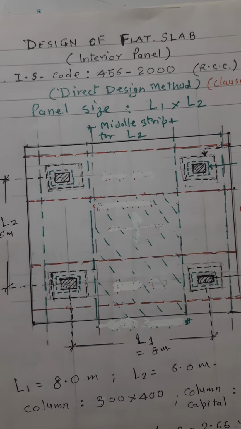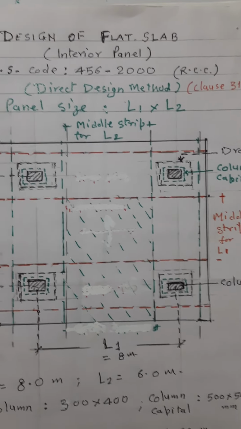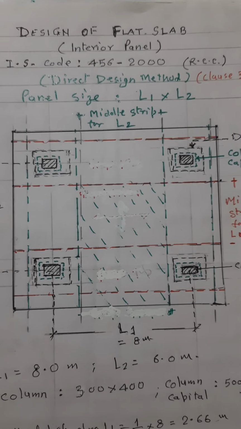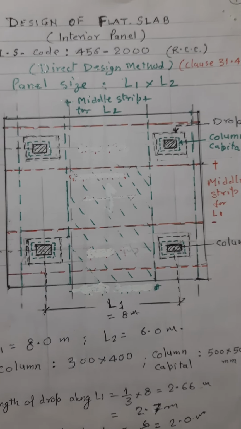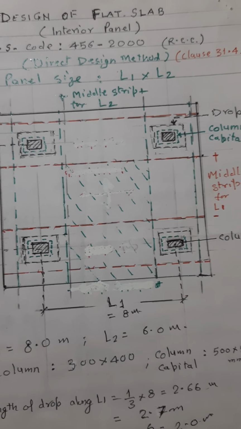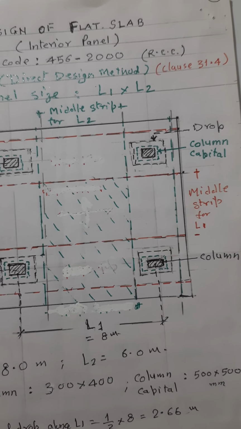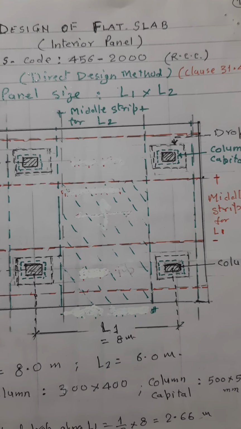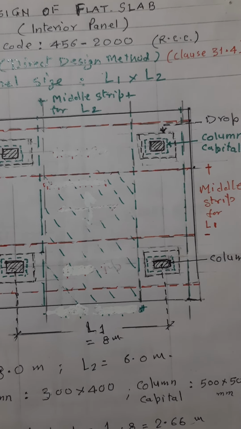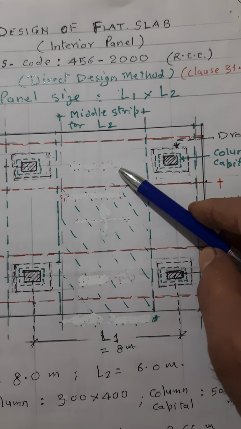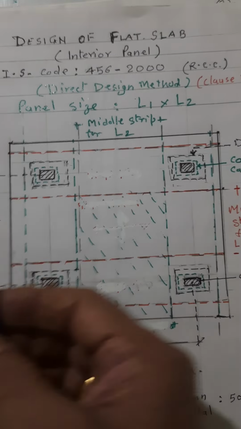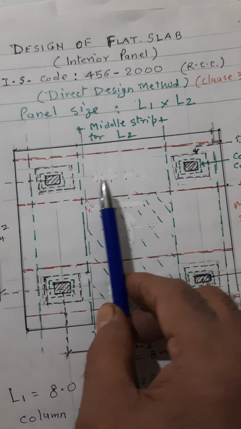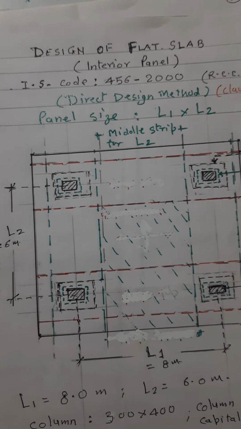That's all. Everything that we have to do now is, first of all, we have to bifurcate this column and this whole slab, this panel, into a number of strips. We can call them the edge strips and the middle strips. This is the edge strip, this is the edge strip, and this is the middle strip. Similarly, when we are going in this direction, this is the edge strip, this is the edge strip, and this is the middle strip.